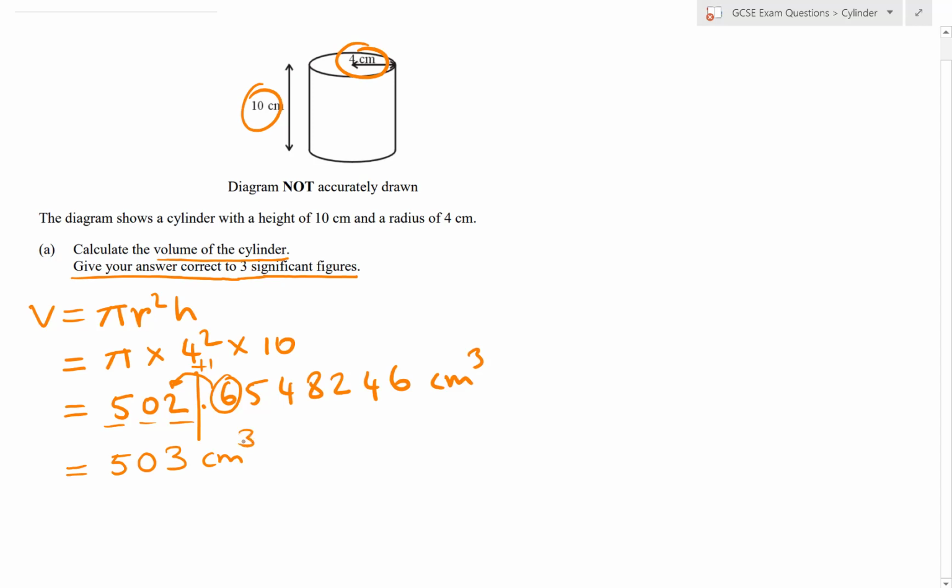Now with this question, it wasn't a problem to identify the formula because we knew that it's a cylinder, and the question actually tells us to find the volume of the cylinder. And don't forget to round your answer to significant figures or decimal places, whichever is asked in the question.